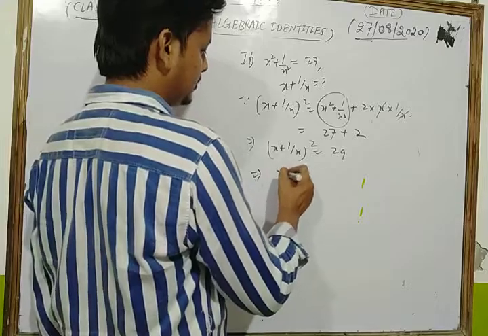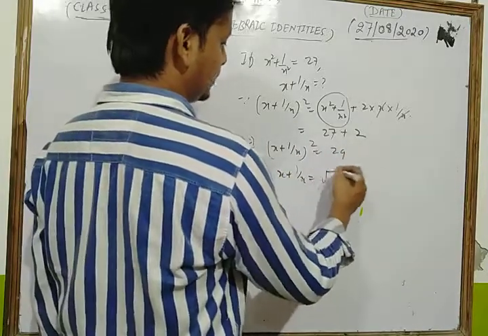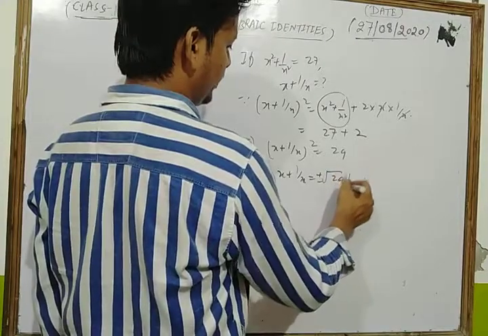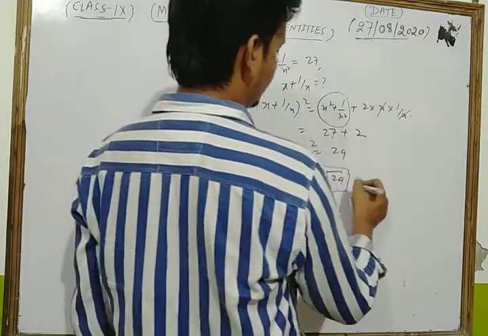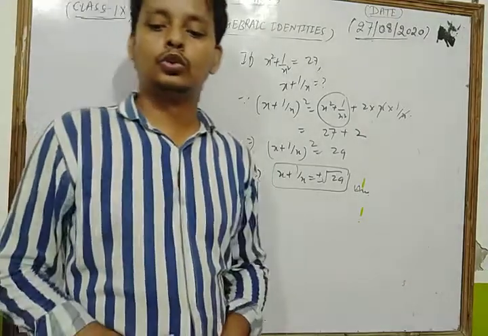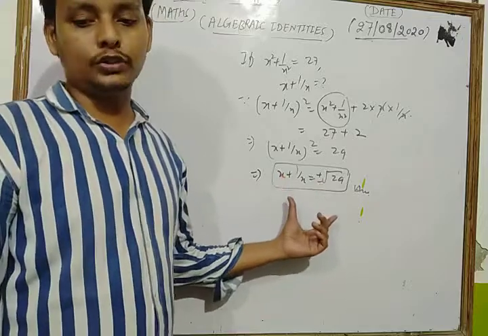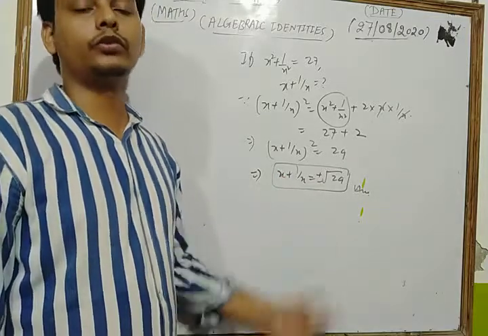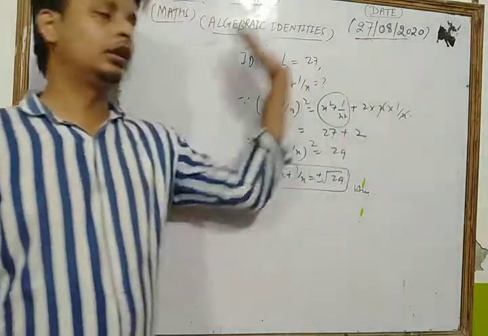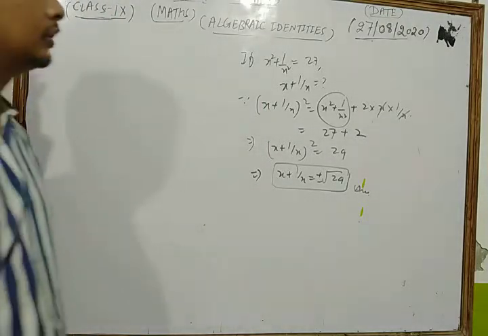Now we have x plus 1 upon x is equal to, transferring the square to the other side, plus minus under root 29. So the value of x plus 1 upon x is equal to plus minus root 29. So dear students, in this way you can solve each and every question of your NCERT exercise based on all these concepts. Let's see once more.